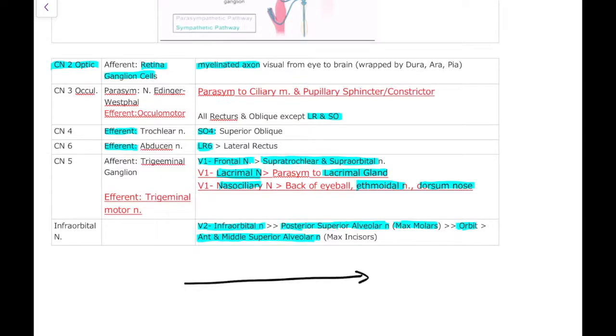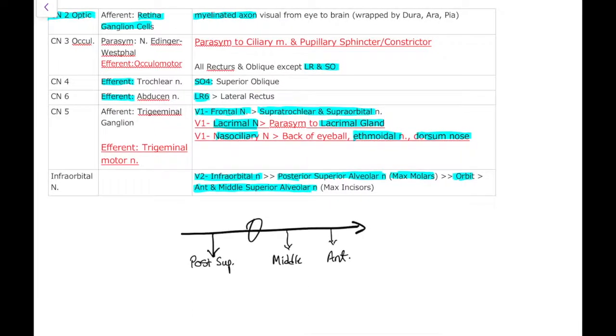So if we have a nerve going here, we have a hole, you will get the posterior superior alveolar that will exit before going in the hole, and then inside the hole we have our middle and the anterior. And in relation to the teeth here, this will be my incisors, this can be my premolars, for example, and this could be the molars.